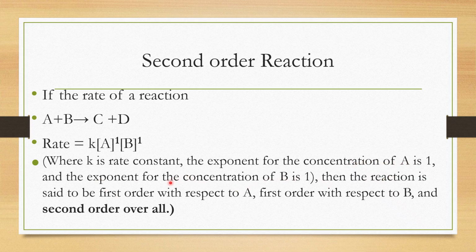So the reaction is said to be first order with respect to A. The reaction is also said to be first order with respect to B. But the overall order of this reaction will be the sum of the exponents. The overall order of the reaction is 1 plus 1, 2. It is a second order reaction. With respect to the concentration of A, it is first order. With respect to the concentration of B, it is first order. But the overall order of the reaction is second order.